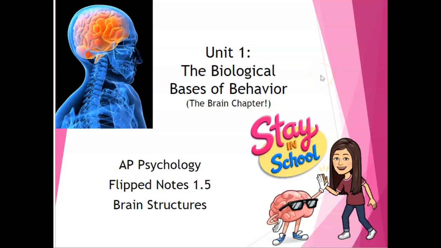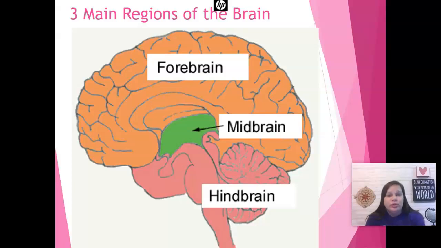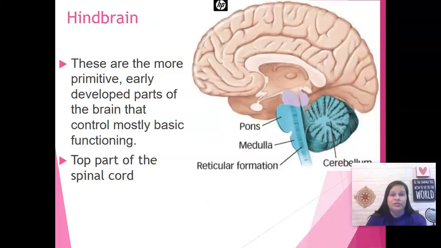Hello, these are Flipnotes 1.5 brain structures, and we are digging deep into parts of the brain. Let's go. The brain can be divided into three main regions: the forebrain, the midbrain, and the hindbrain, with the forebrain being the largest and the hindbrain being the most basic and essential things needed for life.